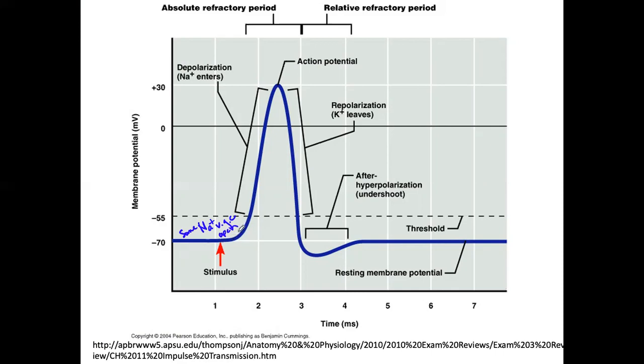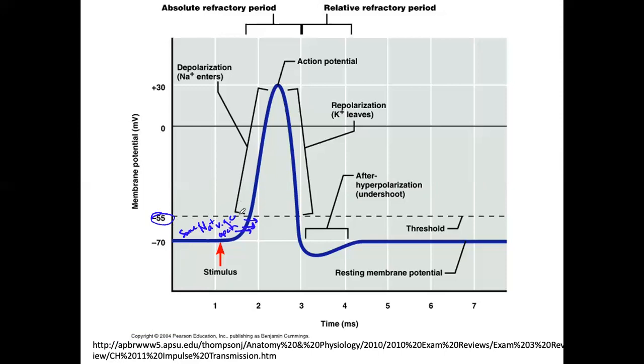rush where? It's higher outside and lower inside, so it's going to rush into the cell, right? So sodium is going to rush into the cell, and when sodium rushes into the cell, the inside is going to get more positive. Okay, if you have enough sodium rushing inside the cell that the cell goes from negative 70 to negative 55, then you hit threshold and you're going to produce an action potential. All right, negative 55 is sort of like the magic voltage.